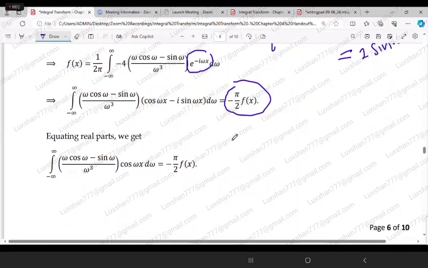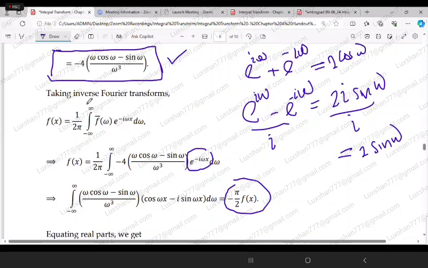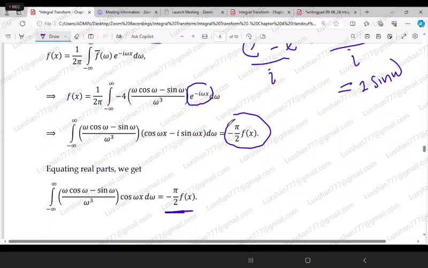Now what I'm doing is I'm equating the real part. So if I equate the real part, I will get the integral of omega cos omega minus sin omega over omega cube, into cos omega x, is equal to minus pi by 2 f(x). Actually, this is coming from the inverse Fourier transform. I'm putting the inverse Fourier transform, taking minus 4 out, then I'm writing this way.